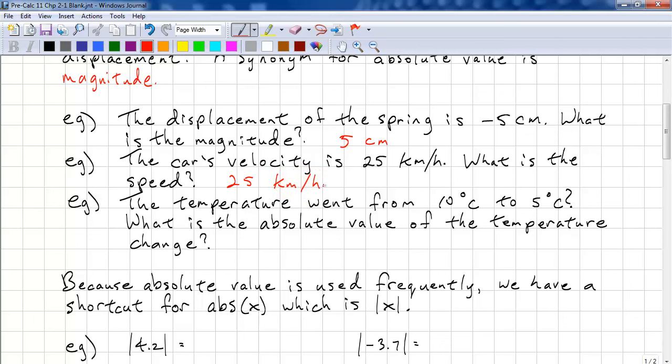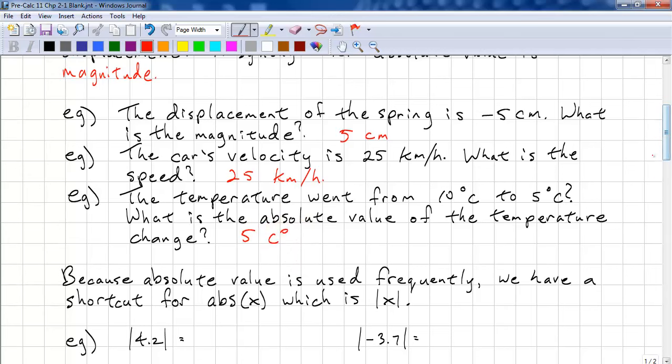The temperature went from 10 degrees Celsius to 5 degrees Celsius. What is the absolute value of the temperature change? It's 5 Celsius degrees. Whenever you do a change in temperature, you put Celsius first, degrees second. Whereas for a measure of the temperature, we put degrees first, Celsius second.